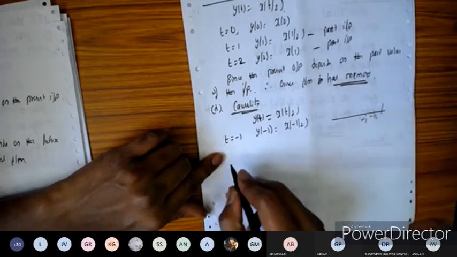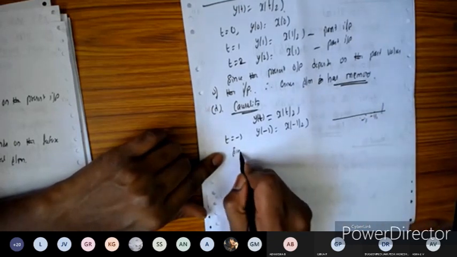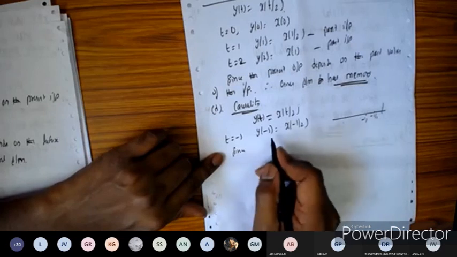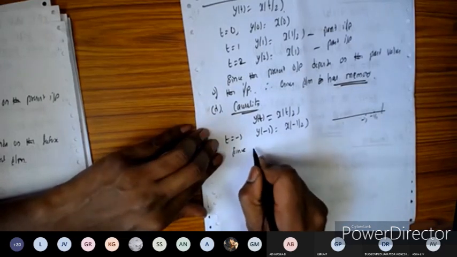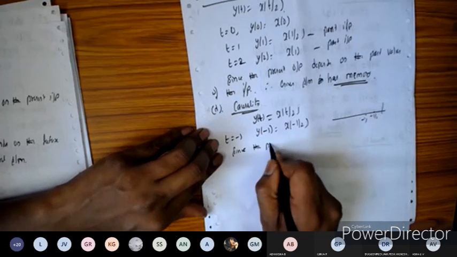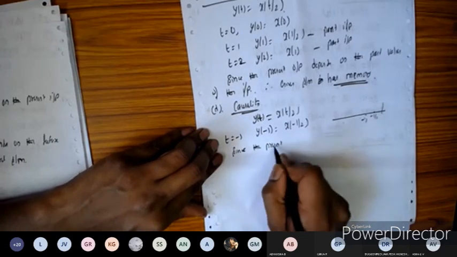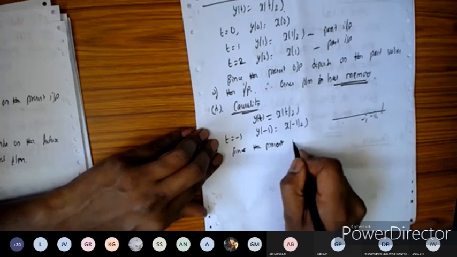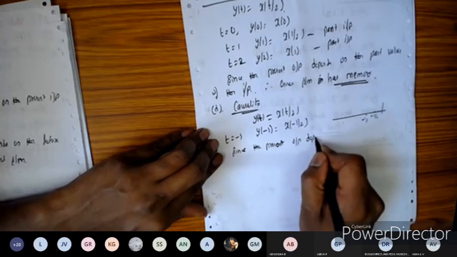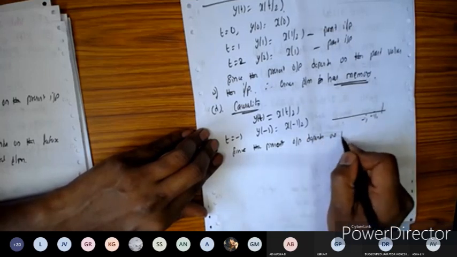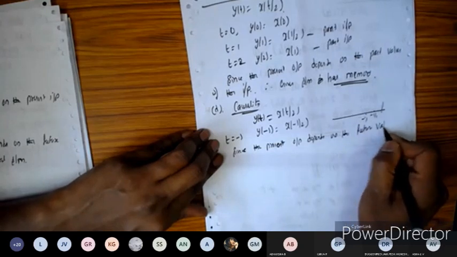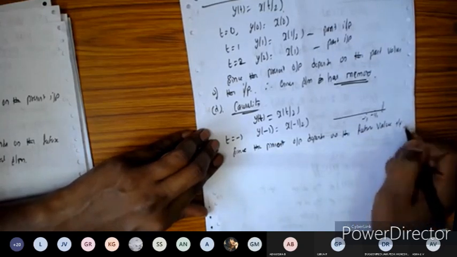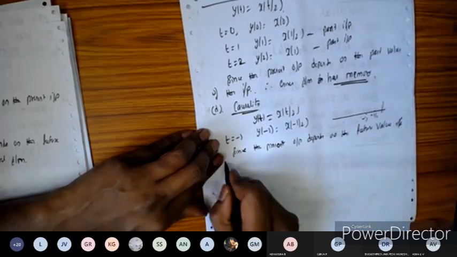So since the present output depends on the future values of the input, we can say it's a non-causal system here.